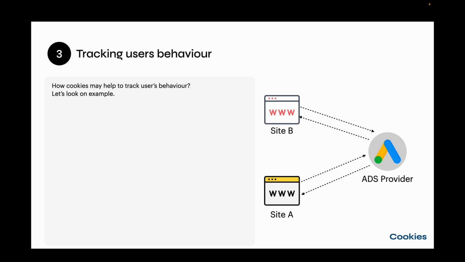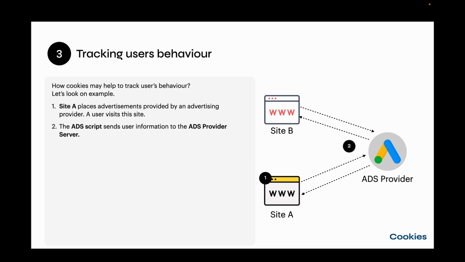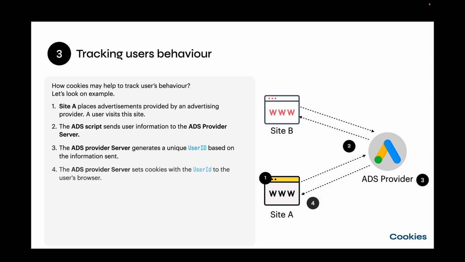Let's consider an example. Site A displays advertisement provided by an advertising provider. A user visits this site. The advertisement script sends user information to the advertisement provider server. We assume that the advertisement was added to the site via JavaScript or an iframe. The advertisement provider server, upon receiving user information, generates a unique user ID based on the sent information. The provider server sets cookies with the user ID in the user's browser. The browser saves cookies for the advertisement provider server address.